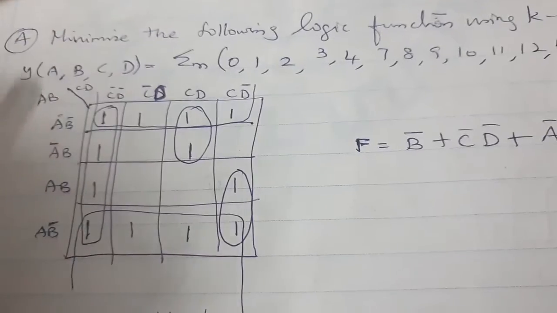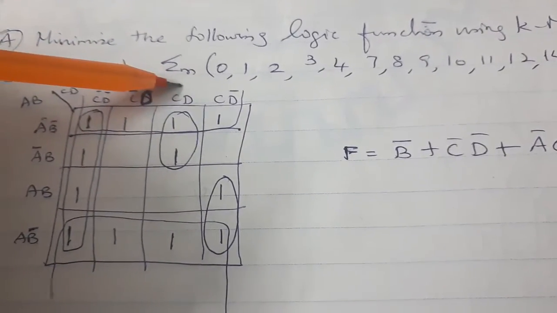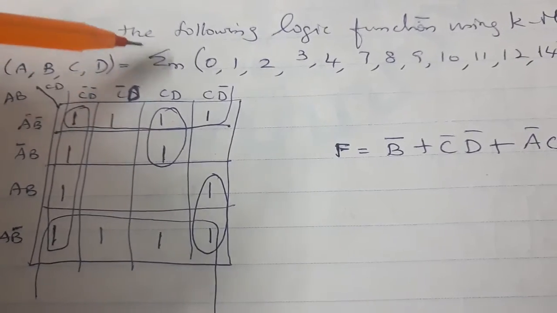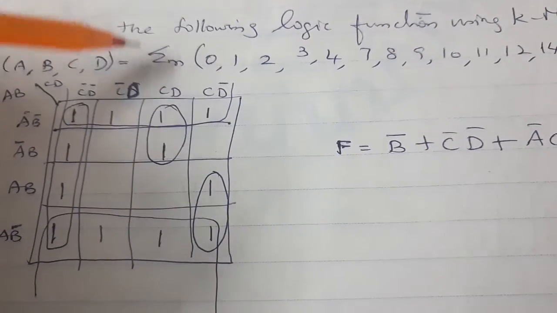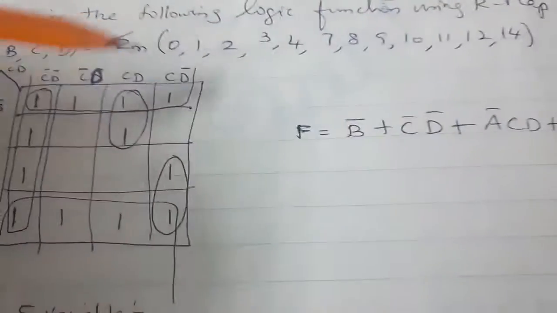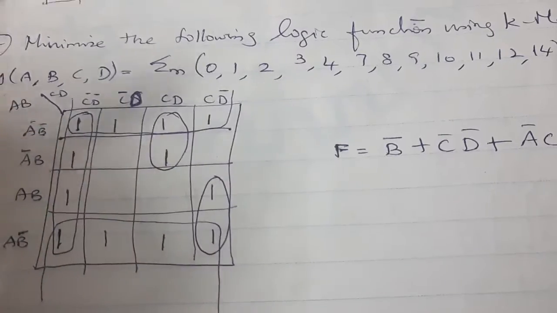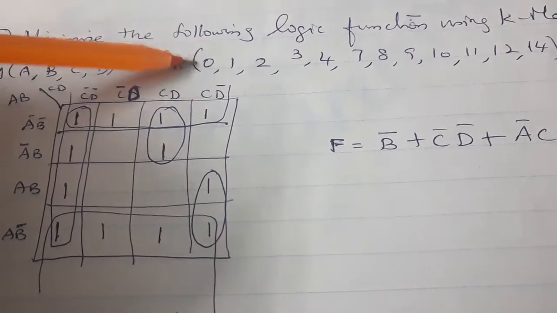Now this is the given equation. You have to minimize this equation with sigma m, which means it is an SOP value, a min term. Wherever you have the min term numbers, you mark it as 1, and the remaining will be 0. So now let us mark it.